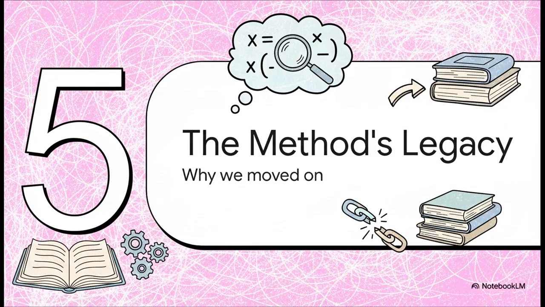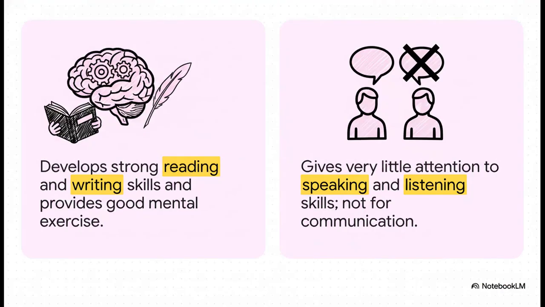So you might be thinking, if this method was so dominant for so long, why did we move on? Why don't we still use it? Well, its legacy is complicated, and its weaknesses just became impossible to ignore once the whole world's goals for learning languages started to change. This balance sheet here really breaks it down perfectly. I mean, on the one hand, this method is fantastic for building really strong reading and writing skills. You get a super deep analytical understanding of grammar. But the flip side is huge. It almost completely ignores speaking and listening. Students could become brilliant translators, but then be totally unable to hold even a simple conversation.